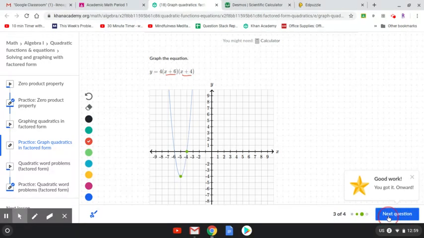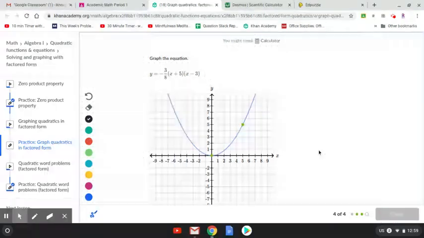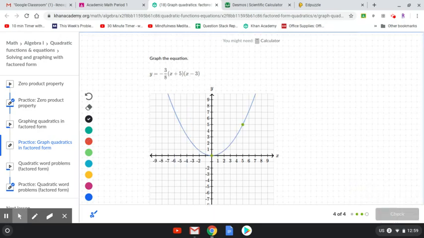Next question. I'll do one. Well, it will only let me do one more. All right, y equals -3/8 times the quantity of x plus 5 times x minus 3. All right, so let's think about our zeros, our x-intercepts, our roots. All right, x plus 5 is one factor. X minus 3 is the other. That means that our two roots are +3 and -5.